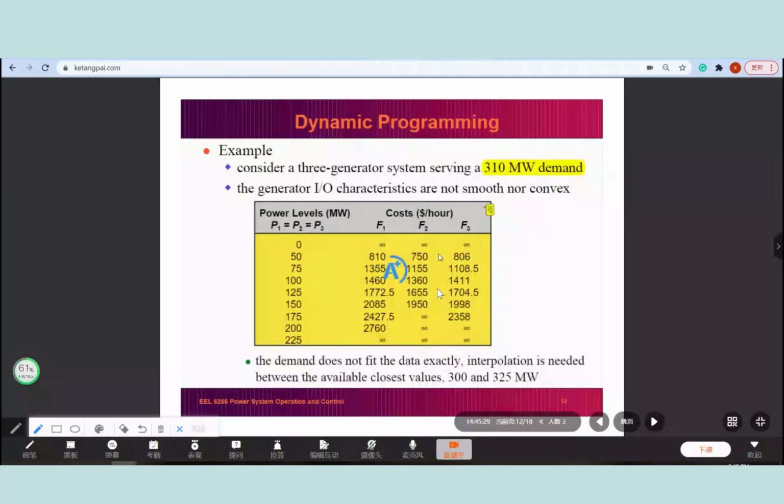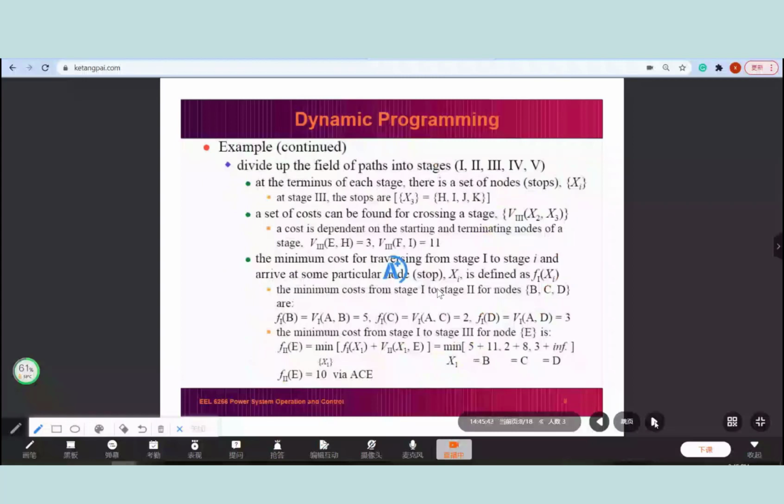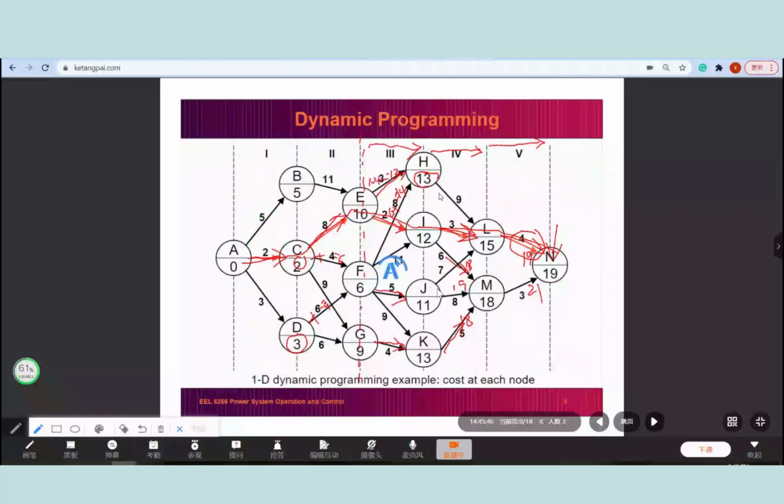Okay, next, we can have a 5 minute break, and after the 5 minute break, we will continue to show how to use dynamic programming to solve economic dispatch. During this break, if you have any question for this, you can discuss with me.